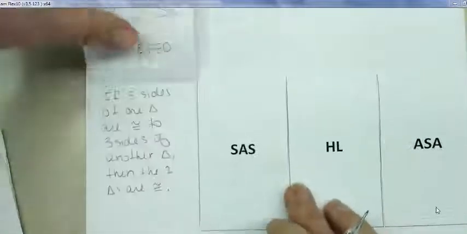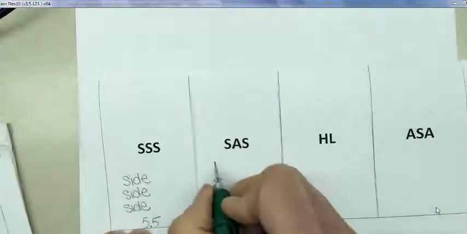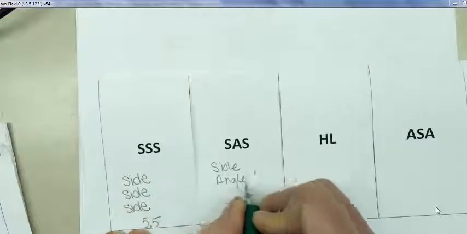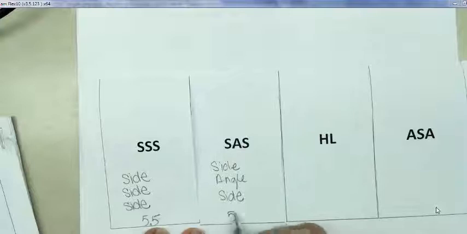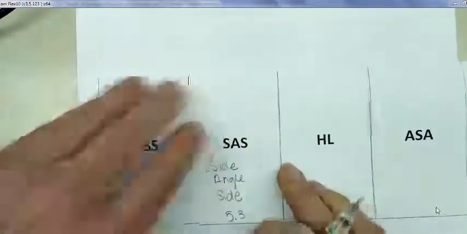All right, I'm going to close that one up. We're going to move over to SAS. So SAS means side, angle, side. And that comes from section 5.3. Okay, and I'm going to open that flap up. I'm going to draw my picture up here at the top.